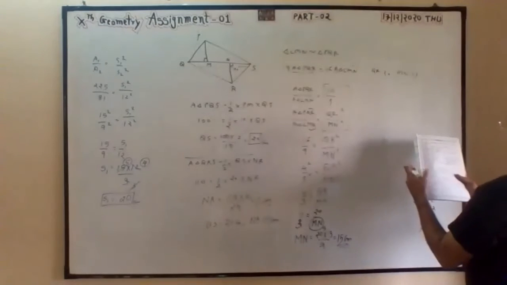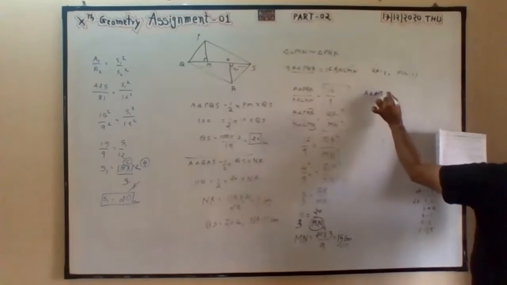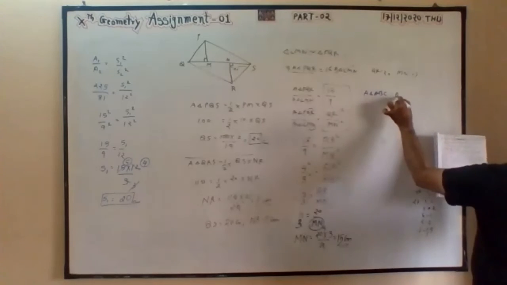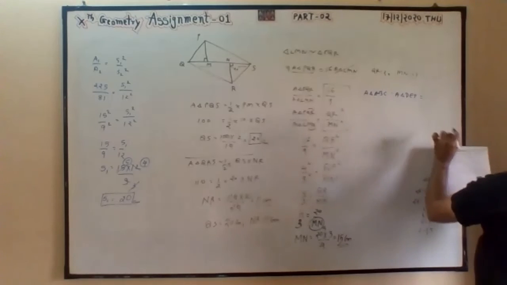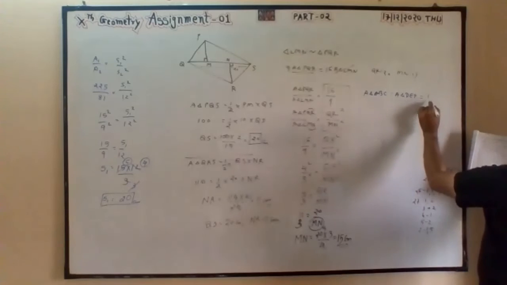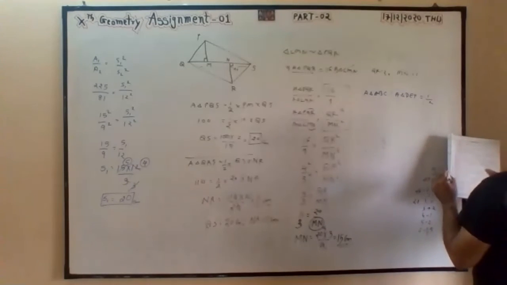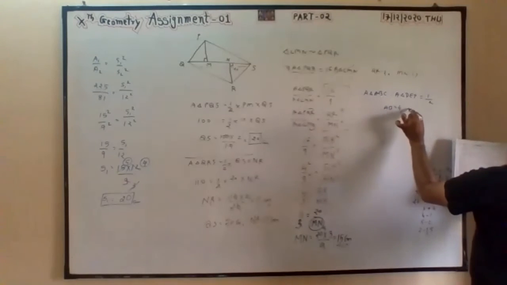One more it is given, same. Area of triangle ABC is to area of triangle DEF is equal to 1 by 2, and AB is equal to 4, find DE.